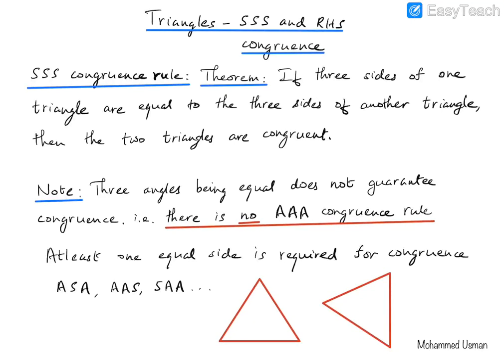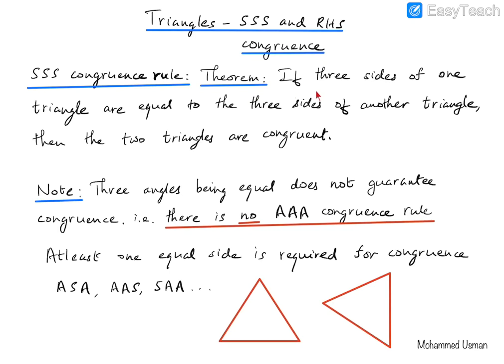Previously, we have seen several rules regarding congruence. In today's video, we will see the last two rules regarding the congruence of two triangles. The first is the SSS congruence rule, which states that when three sides of a triangle are equal to the three sides of another triangle, then the two triangles are congruent. This is called the side or SSS congruence rule.